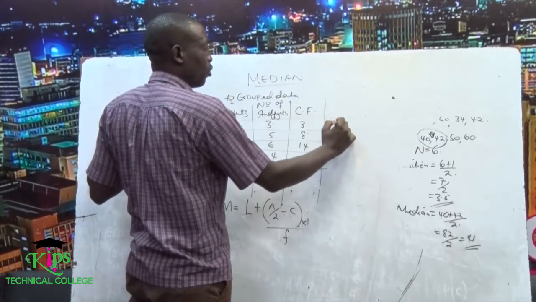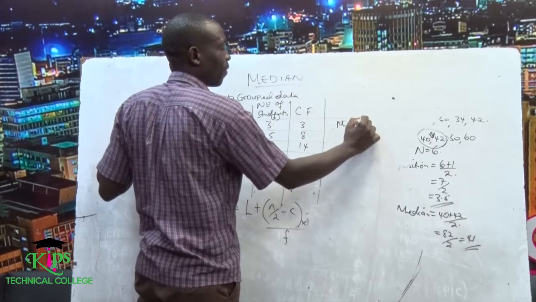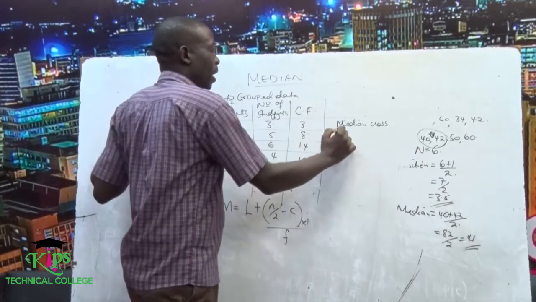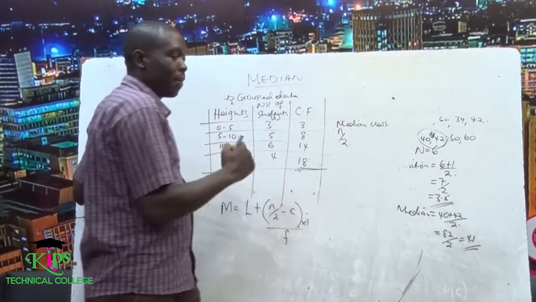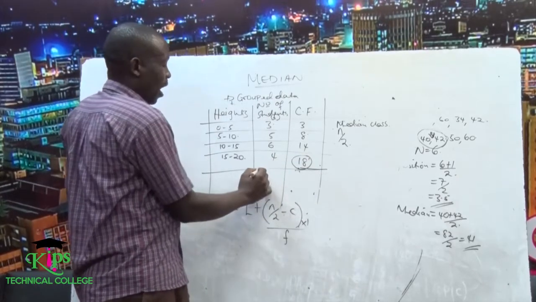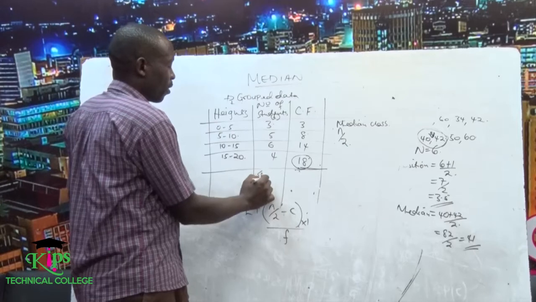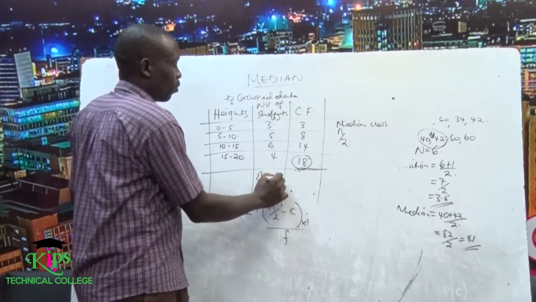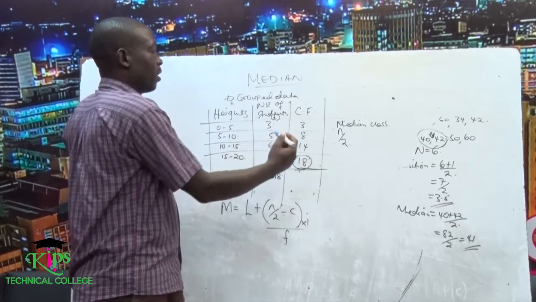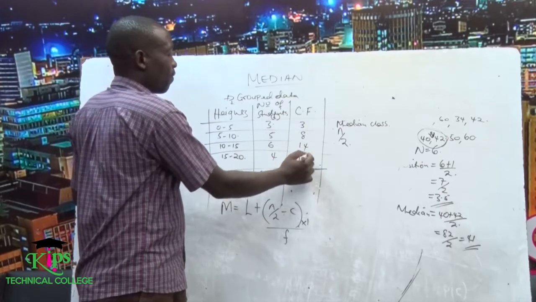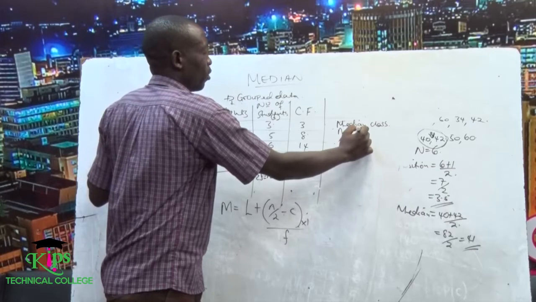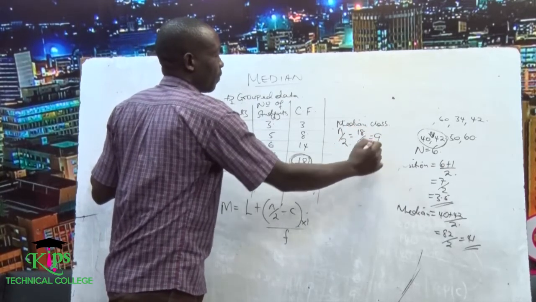First of all, we need to get the median class. The median class is normally located, first of all, by doing n over 2. Remember, n is the total frequency, which is the same as 18 in this case. So the sum of all the frequencies, or if you use the cumulative frequency, you go adding, and the value that is going to be last in that particular column is your n. So n over 2 here is going to be 18 over 2, which is 9.